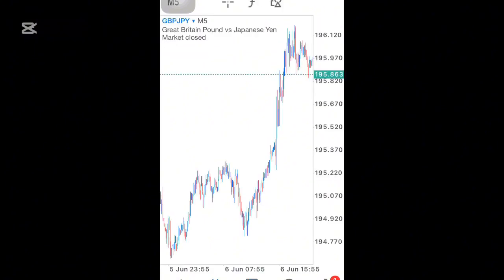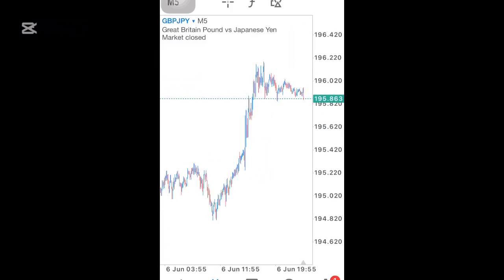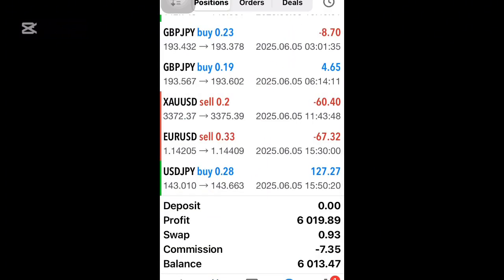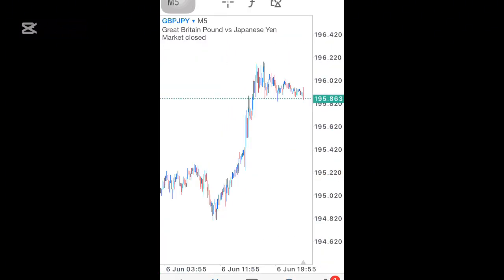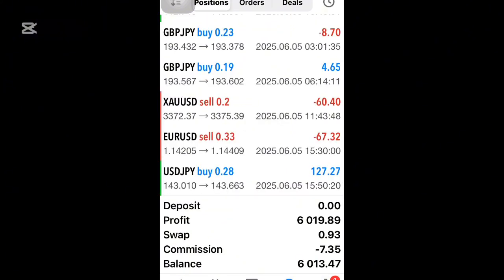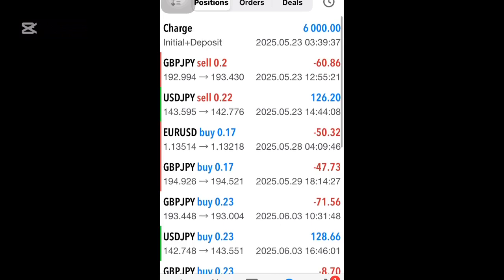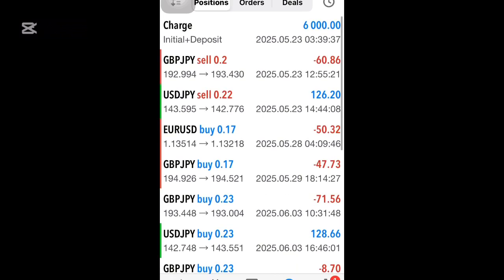But because of the risk to reward and our trade management, you can see that we still come out profitable. Yes, we still come out profitable out of the week. So you can see just 3 wins and it's enough. 3 wins was enough for the week.